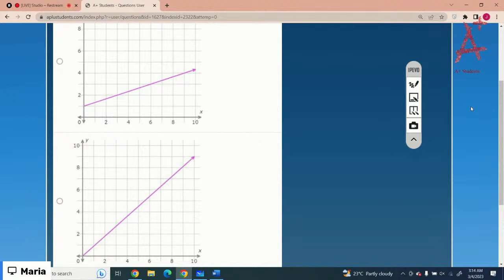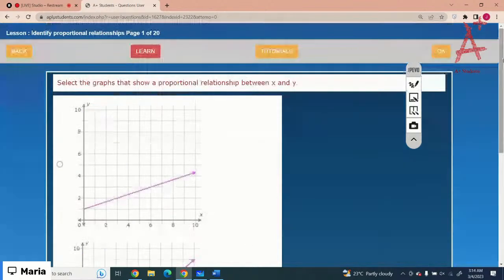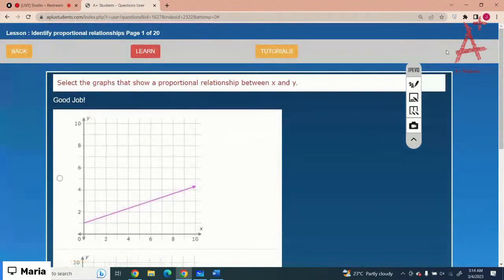Second one is the one that passes through the origin. That is the origin. Got it? And also it's a straight line. So the second one is the proportional relationship. Got it? So just select the correct option and click on the OK button.